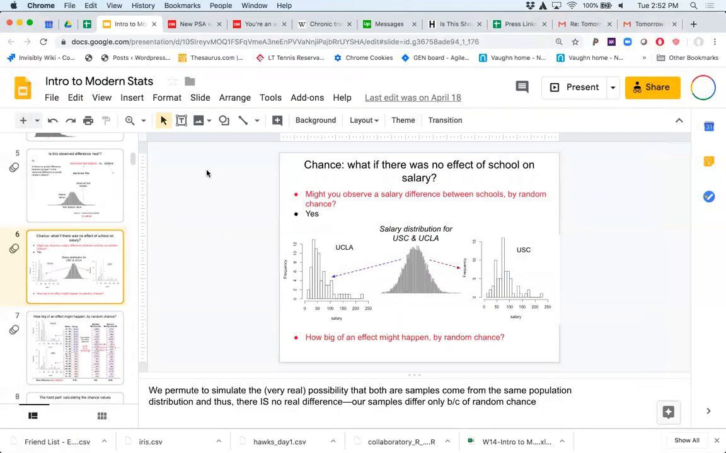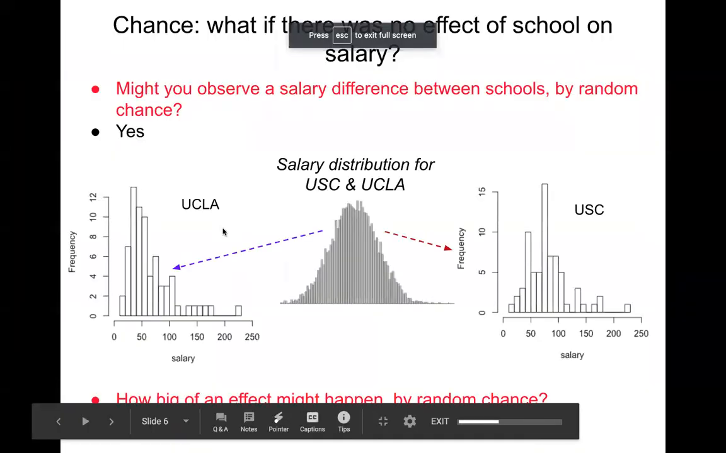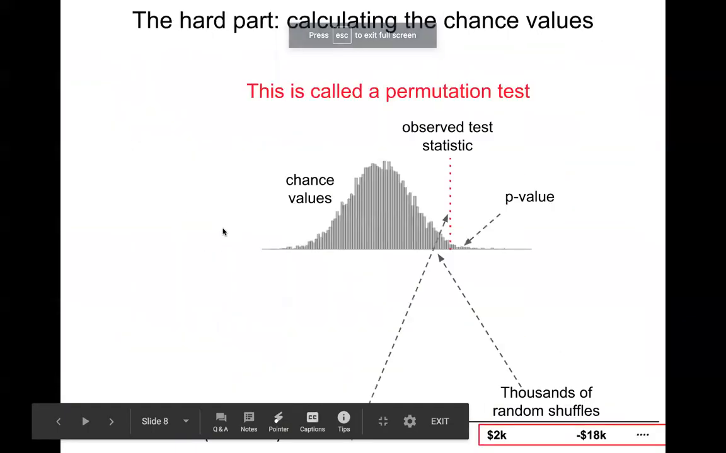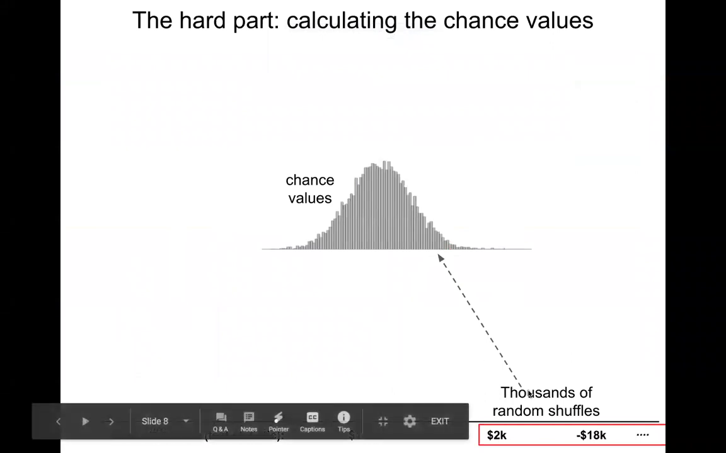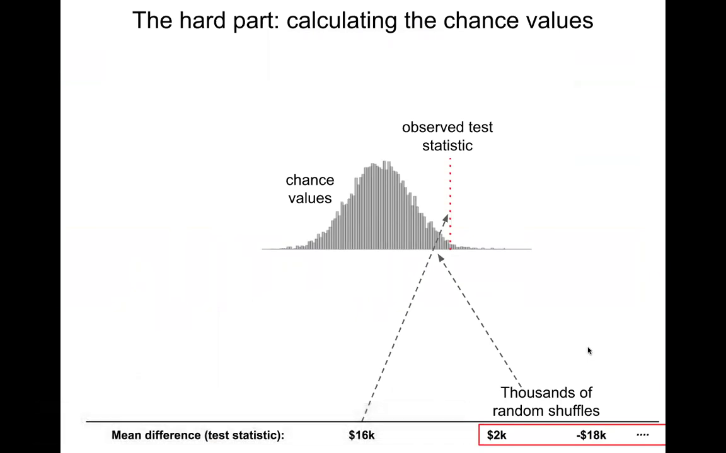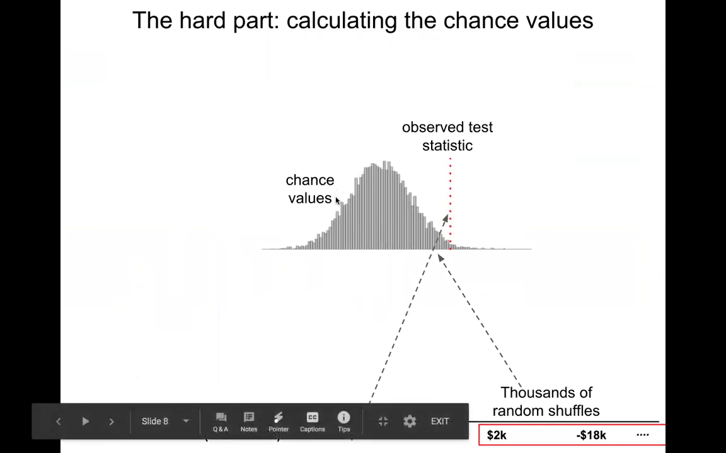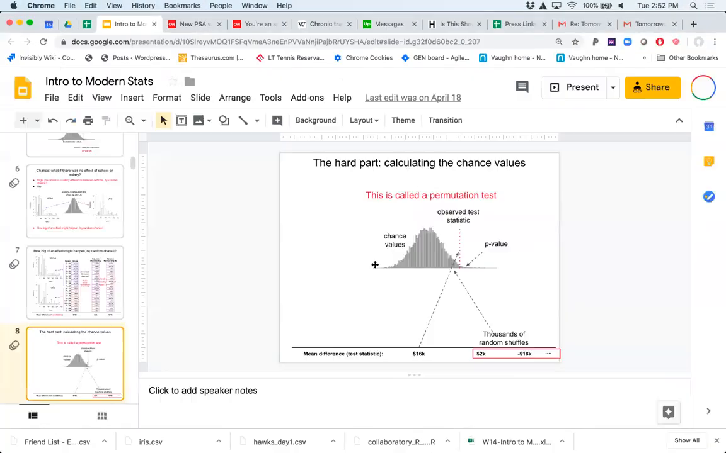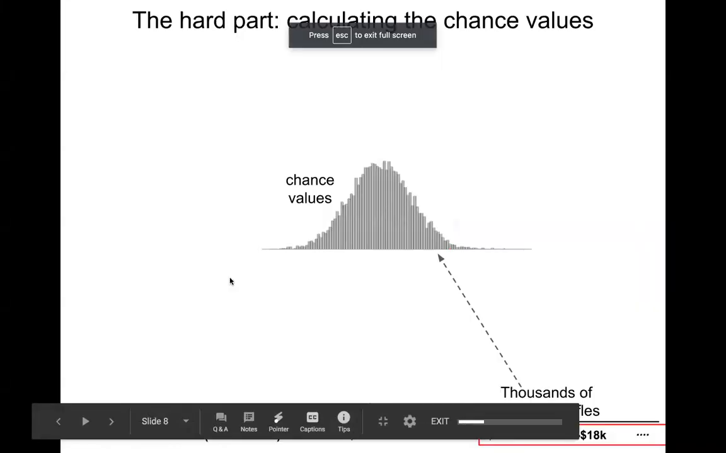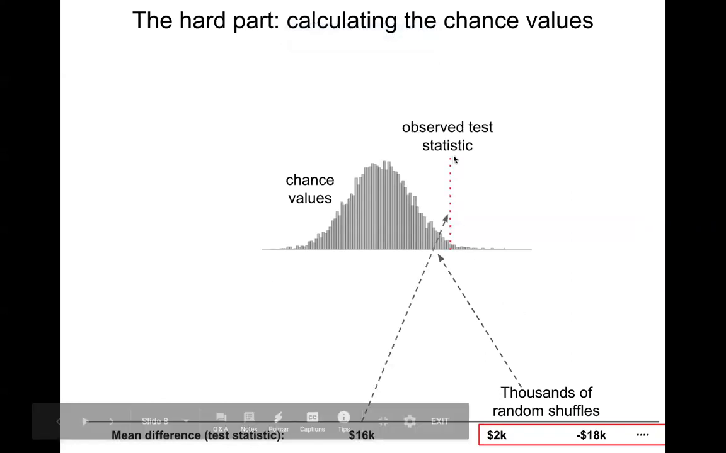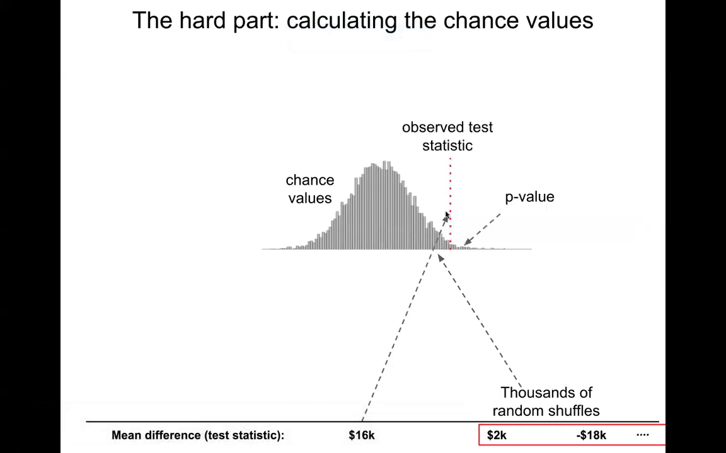Okay. So we got that. We basically took our data. We shuffled it thousands of times, and we got these values. And that's how we built up this distribution. And then we compare it to our actual observed statistic and calculate the p-value.